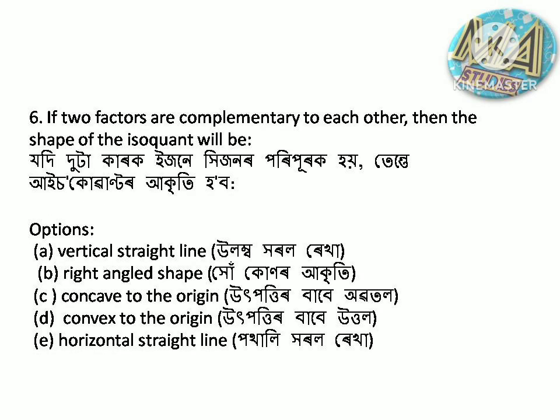6. If two factors are complementary to each other, then the shape of the isoquant will be. Options: A. vertical straight line, B. right-angled shape, C. concave to the origin, D. convex to the origin, E. horizontal straight line.